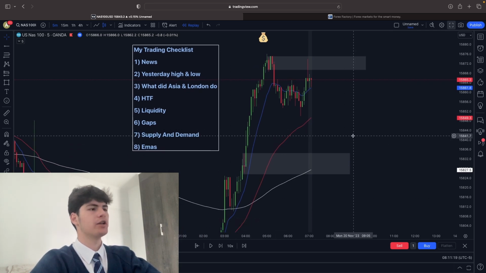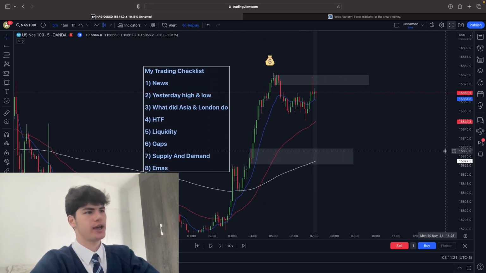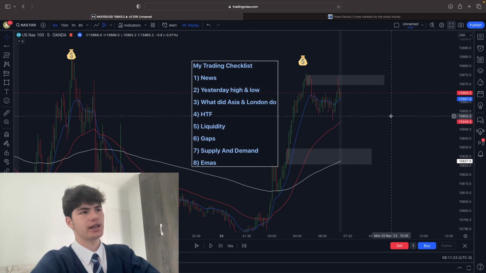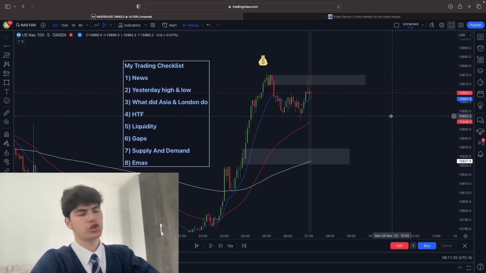So the last thing I do look at is just where the EMAs are at, and sometimes I'll take trades that aren't in confluence with the EMAs, but I do end up losing most on those. But yeah, that's pretty much just the 8 things I look at every single day when I hop onto the charts and when I'm trading New York session.